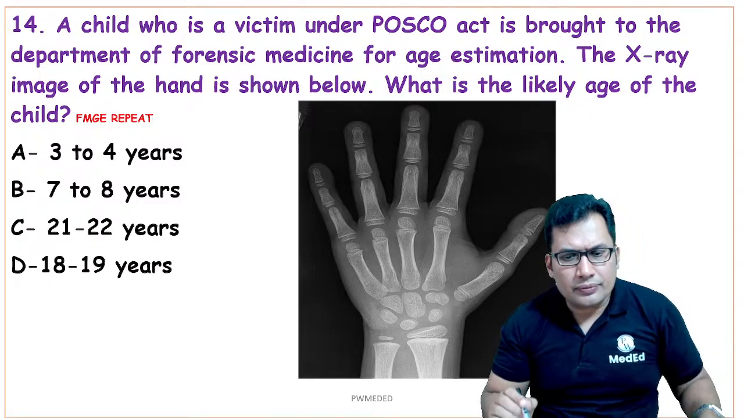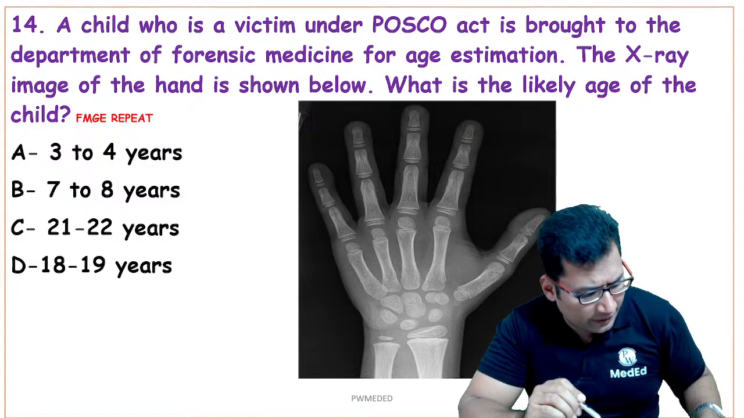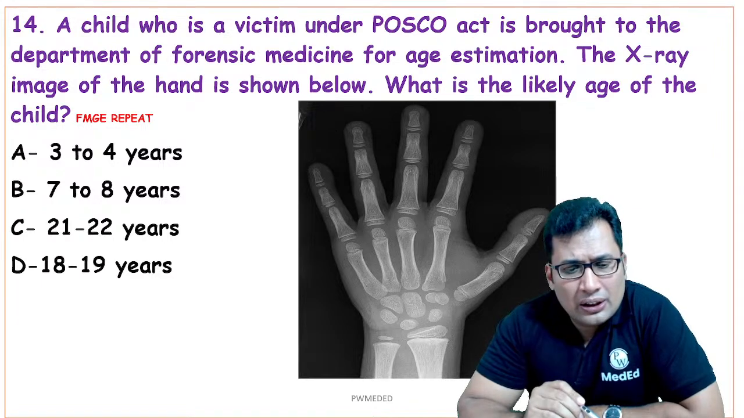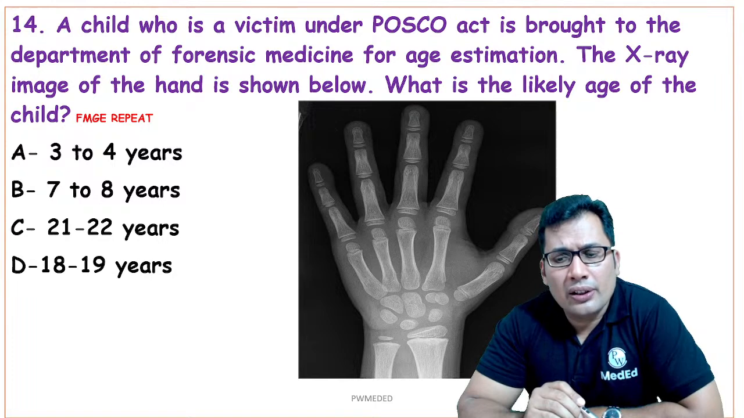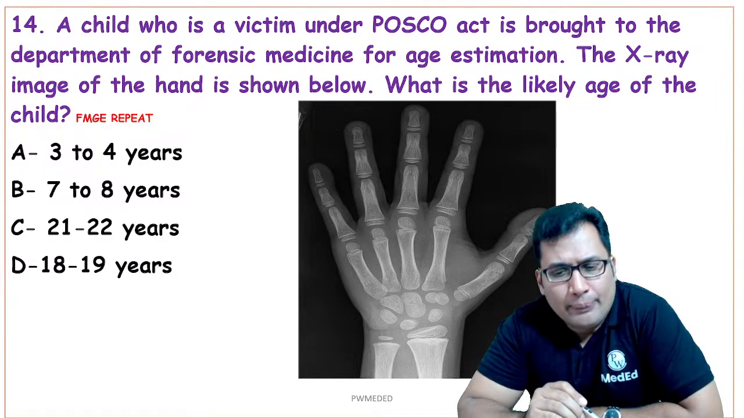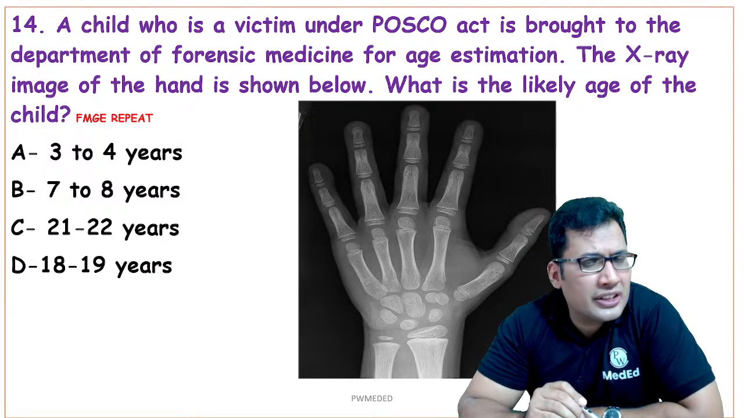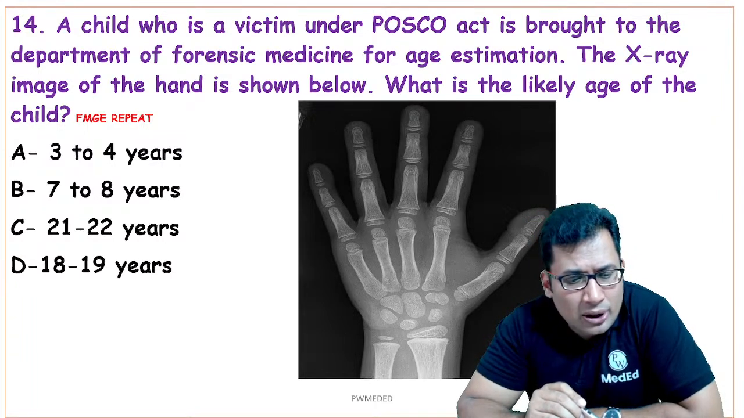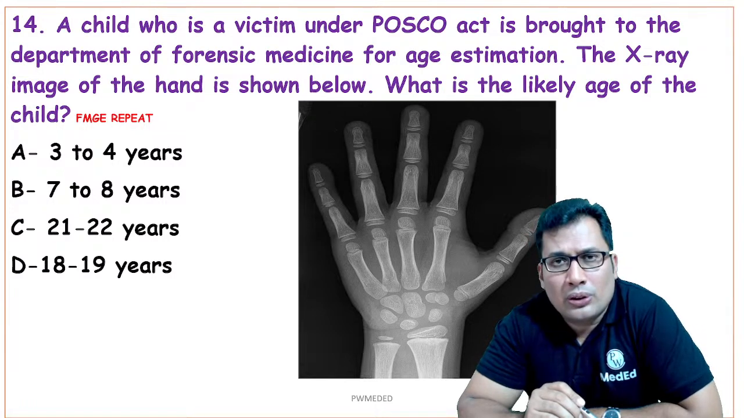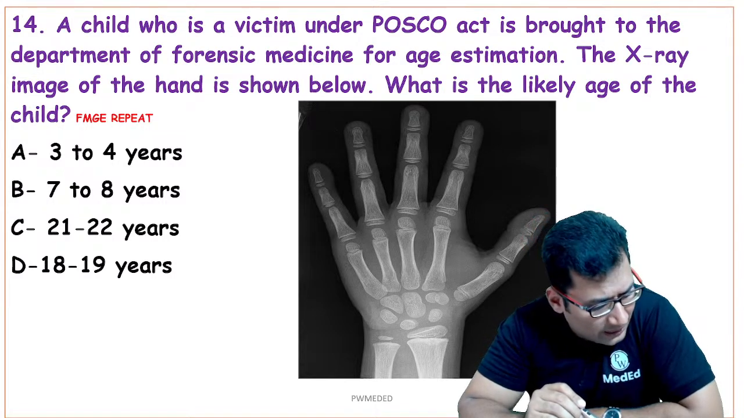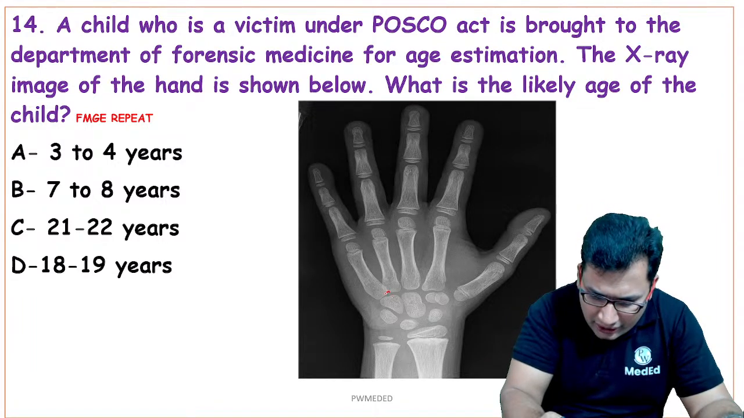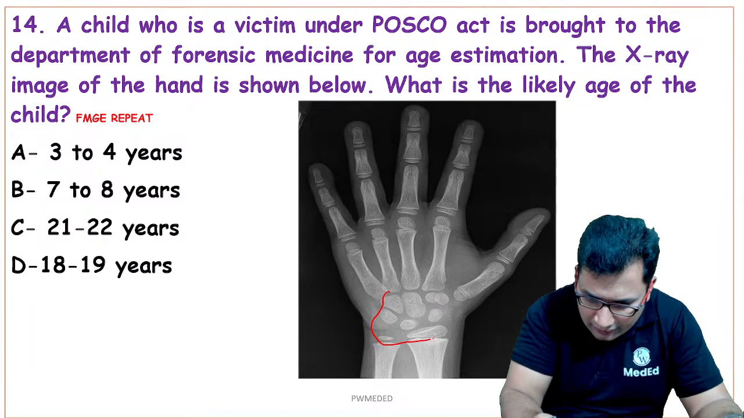Next question is about the ossification centers. Here is the question: a child who is a victim under POCSO Act is brought to the Department of Forensic Medicine for age estimation. This is a common procedure we do in forensic medicine. An X-ray image of the hand is shown below. What is the likely age of the child? So what you can see here, there are many carpal bones.